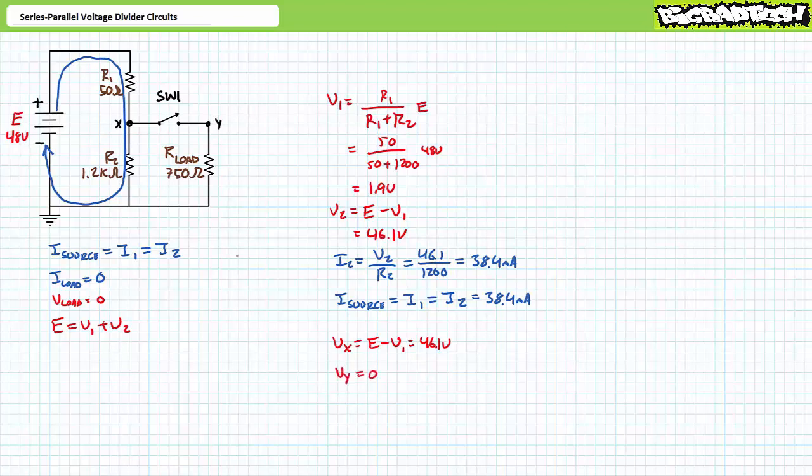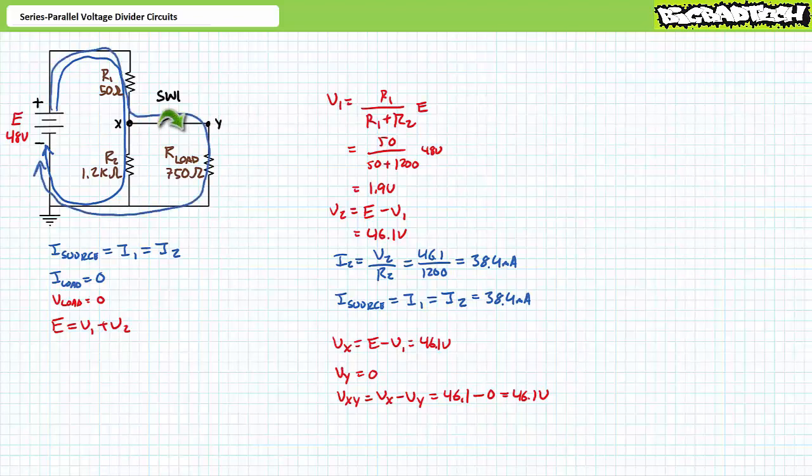Given switch 1 is in the open state, node Y is also at ground, and as a result, node Y exhibits a 0 volt differential with respect to ground. This means Vxy, the voltage across the switch, is 46.1 volts. Let us now consider the radically different behavior of this same circuit when switch 1 closes.